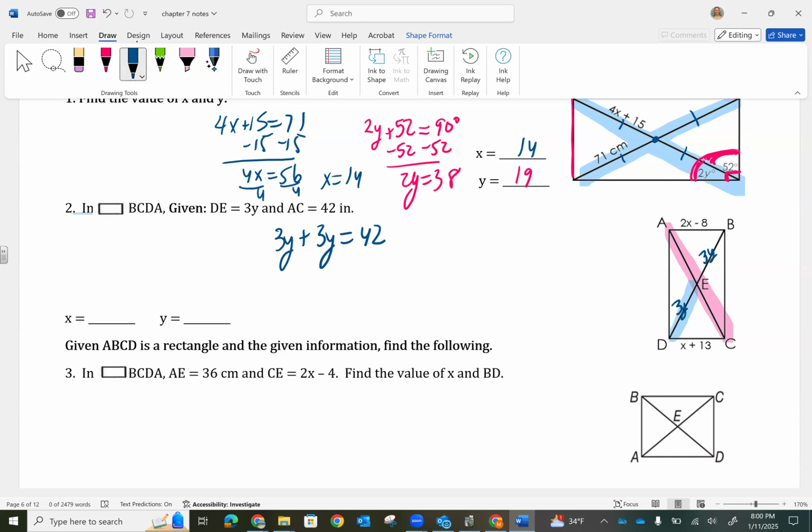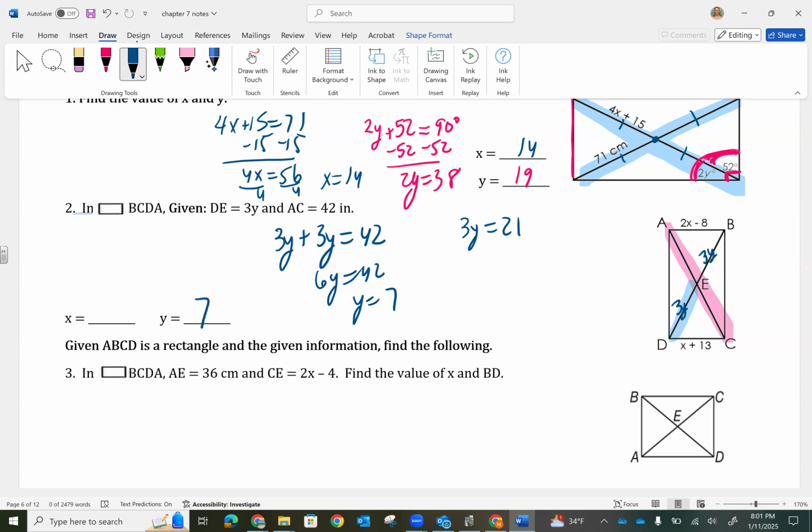Okay, so the 42 is going to be from A all the way to C. You could also say 3y is equal to 21, and you'd get the same answer. This is 6y is equal to 42, y is equal to 7. You'd get the same answer on the other one.